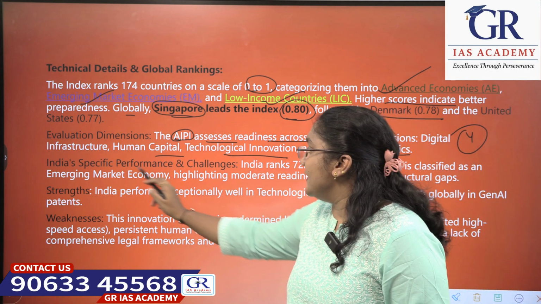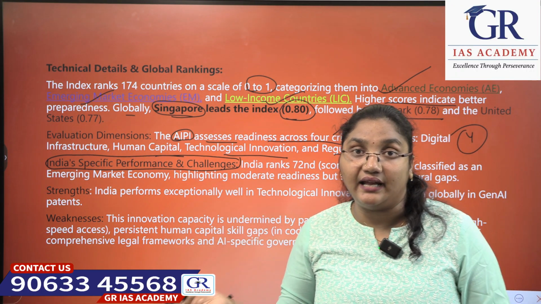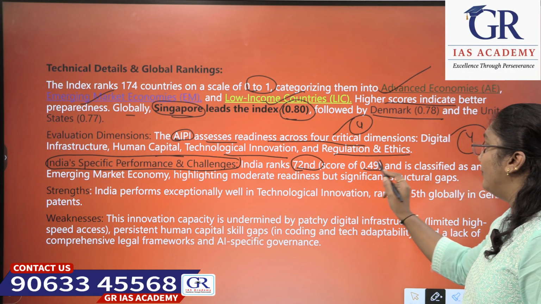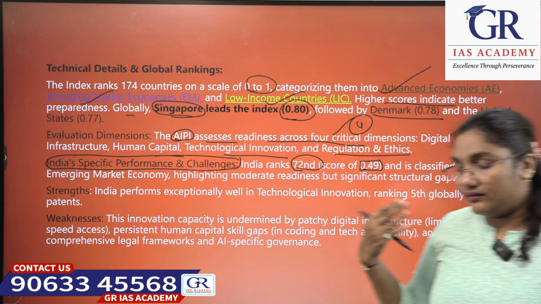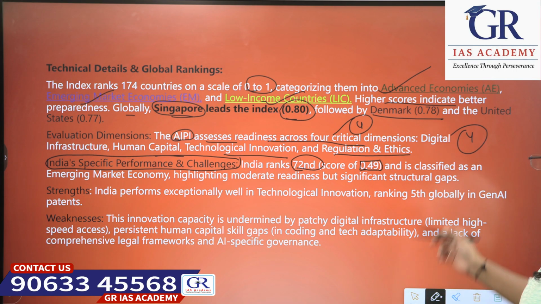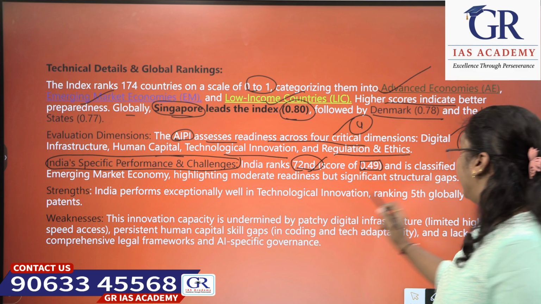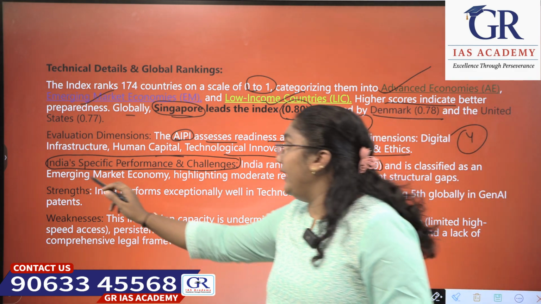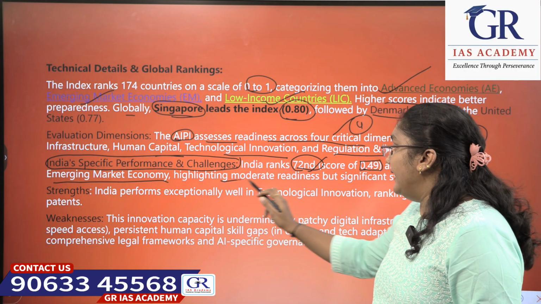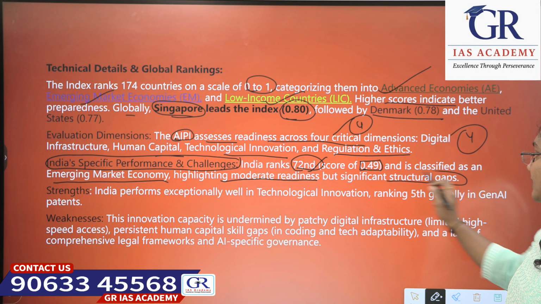Okay, next, India's specific performance and challenges. Where is India ranking now? India is ranking 72nd with a score of 0.49. As we are going forward in AI, our infrastructure is not there yet. India is classified as an emerging market economy country, which highlights moderate readiness but significant structural gaps.